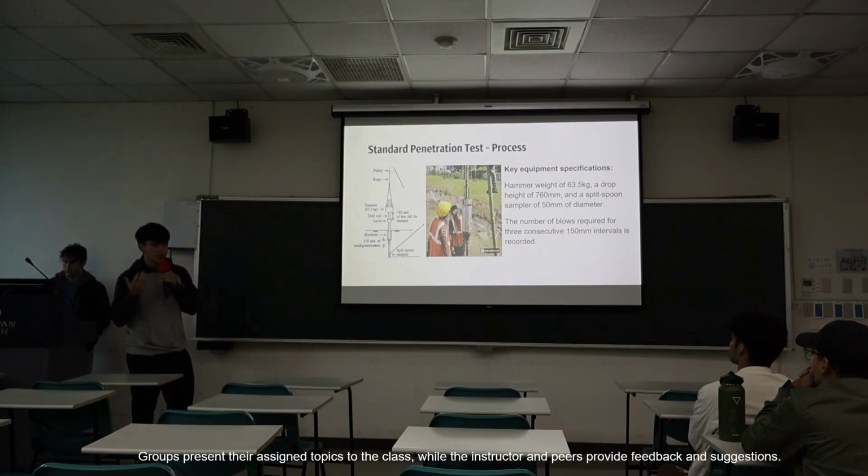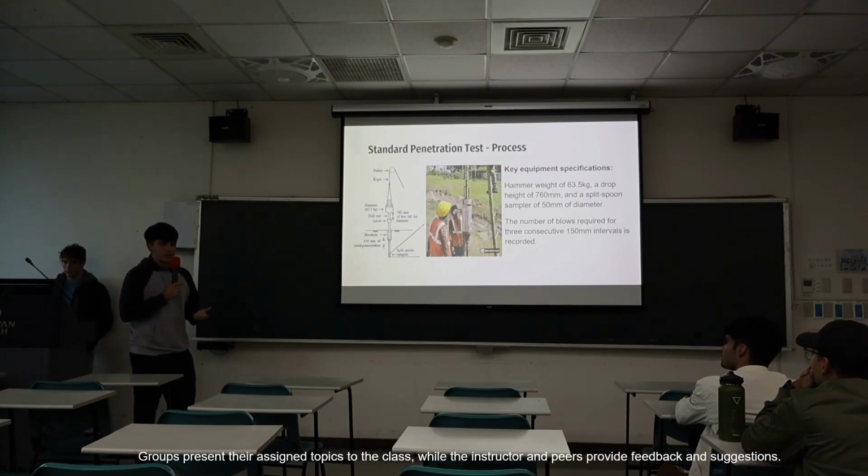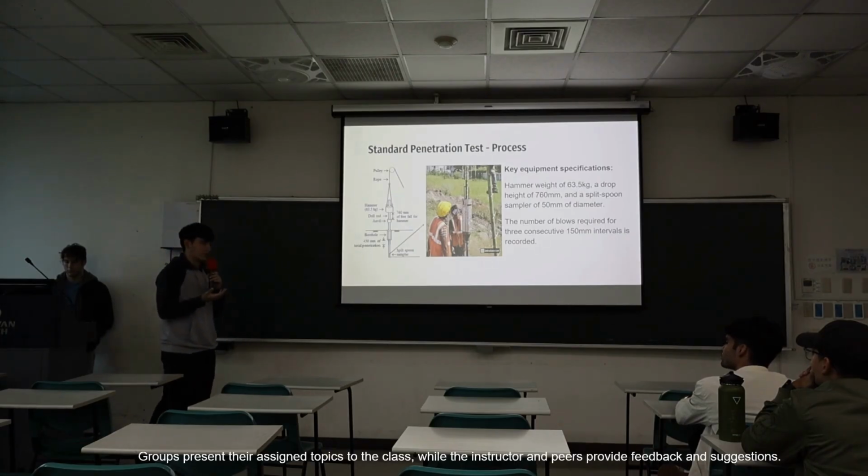Okay, so how does this work? The hammer is dropped from a height of, as I mentioned before, 760 millimeters until it reaches a certain depth. The number of blows that is required for the hammer to reach the certain depth is recorded and is called the number of blows. The depth that we want to achieve with this test is three consecutive measurements of 150 millimeters each. And the number of blows that it takes to achieve those three consecutive 150 millimeters of depth is recorded. And that is the number of blows.